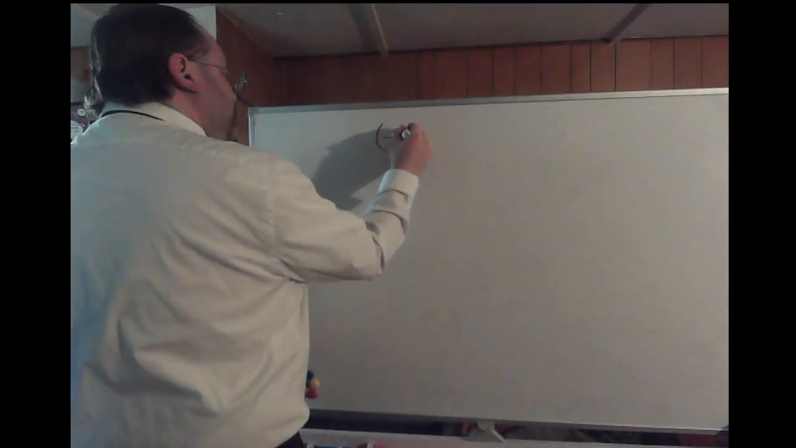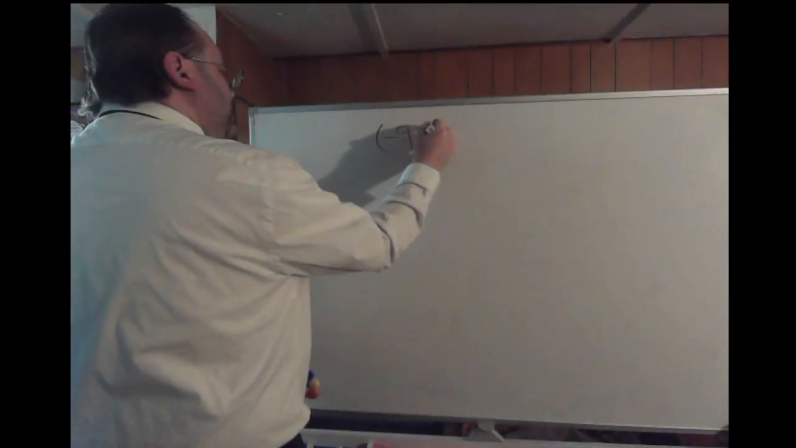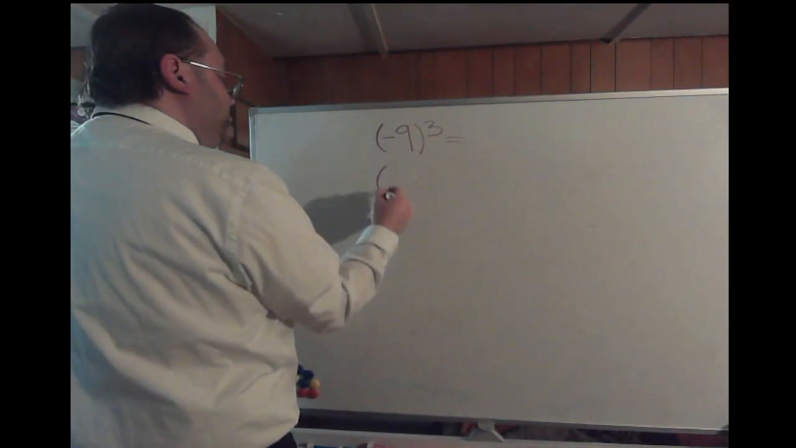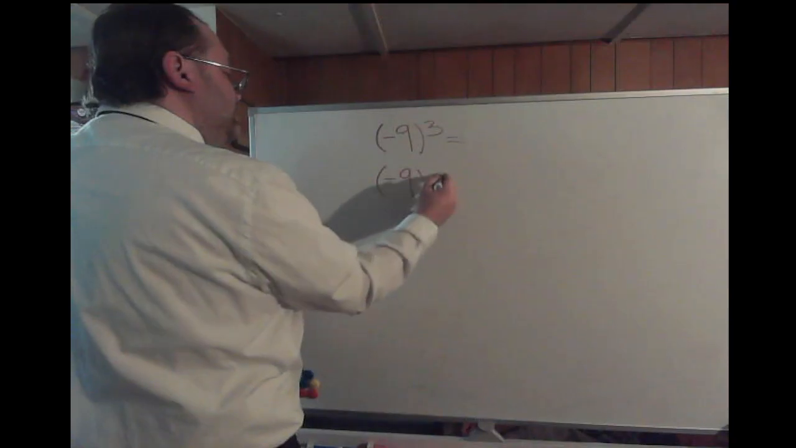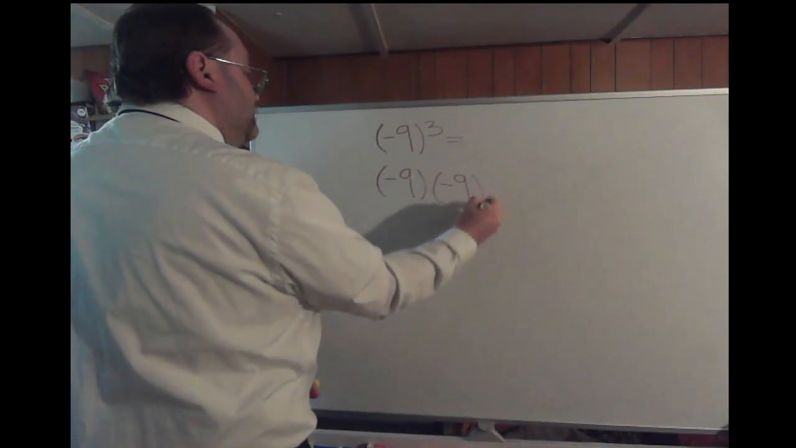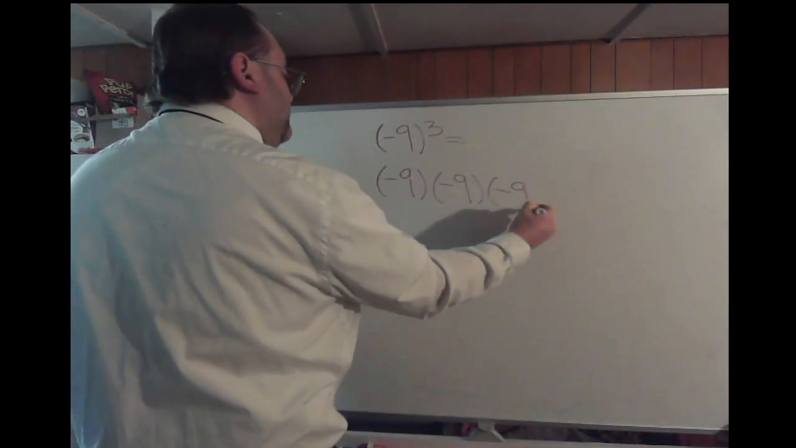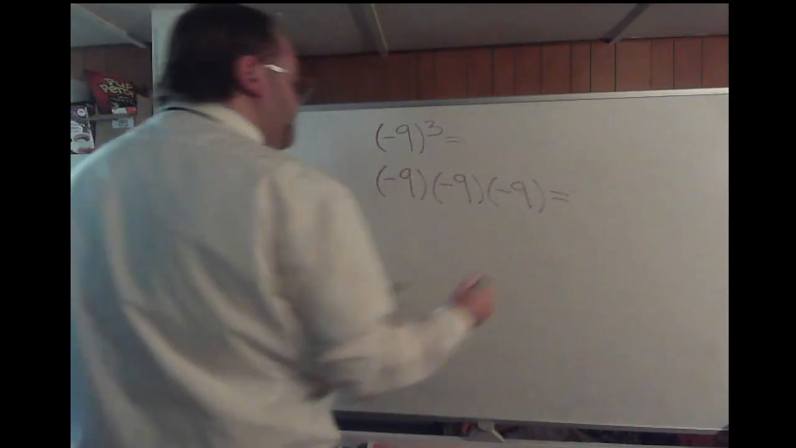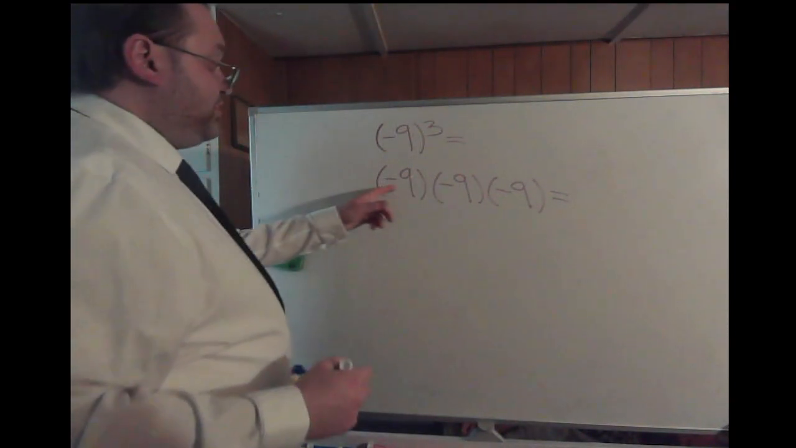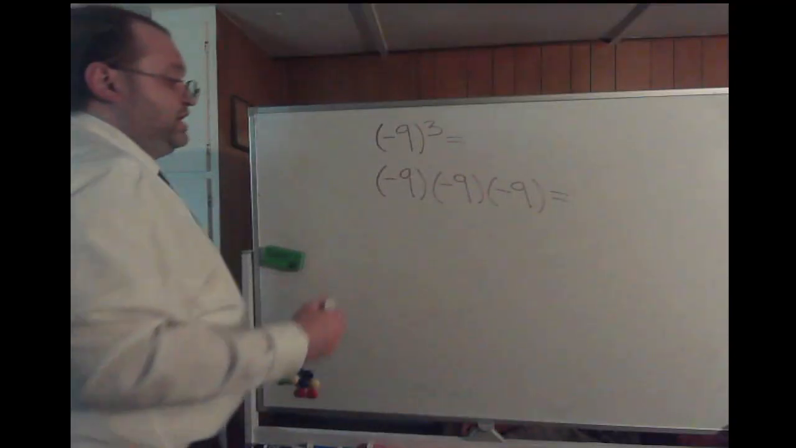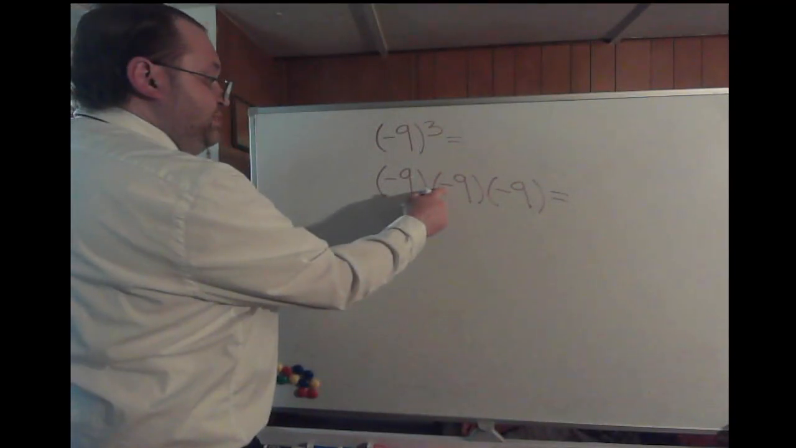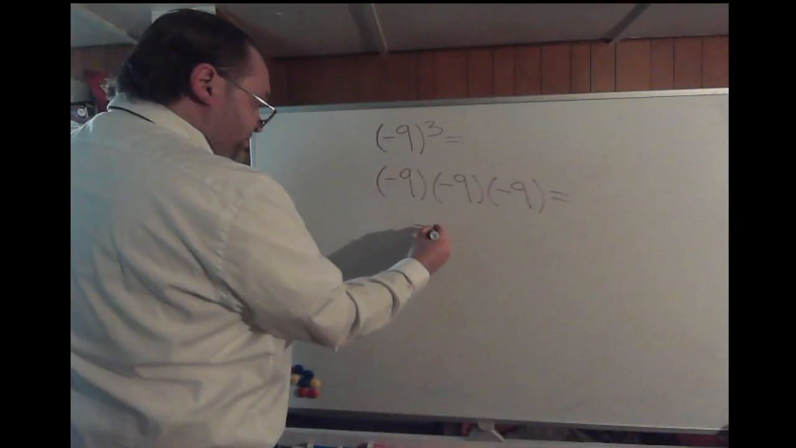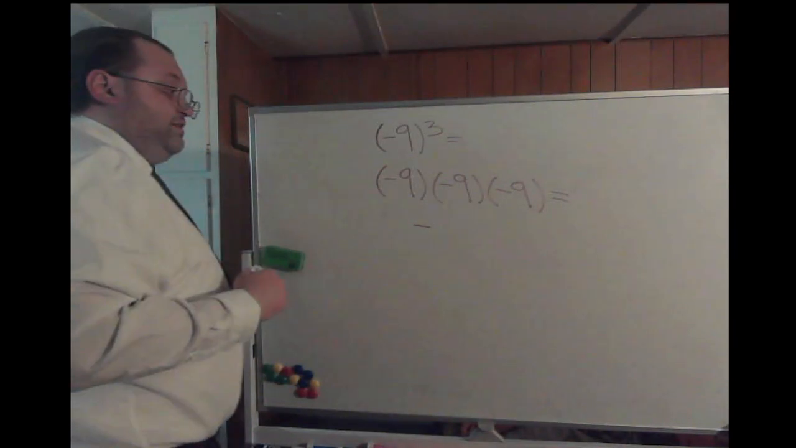Alright, we have negative 9 to the third power, right? So that's going to be equal to negative 9 times negative 9 times negative 9. So we have 3 negatives here being multiplied. A negative times a negative is a positive, but then that positive times a negative, that's a negative. So we're going to get a negative answer.